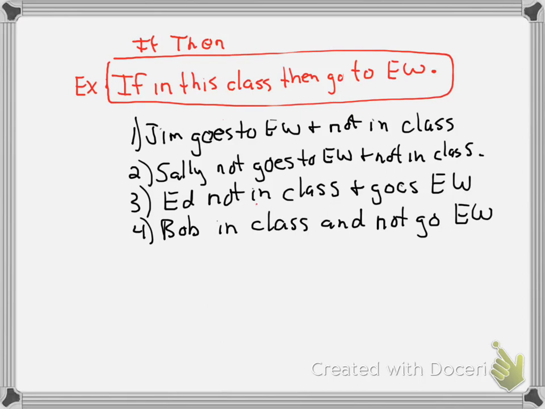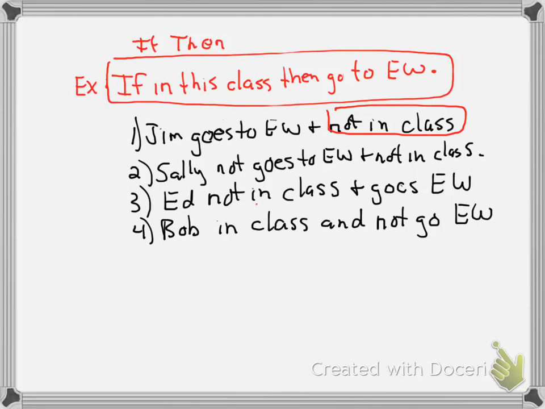Okay, I'll assume that we're back from the pause here. In the first one, Jim goes to Edgewood, and he's not in the class. Well, not in the class, this part here, that doesn't match the if part. In other words, it doesn't show the if part true. So no matter what it said in the other part, that wouldn't prove it false. Okay, let's look at the next one.